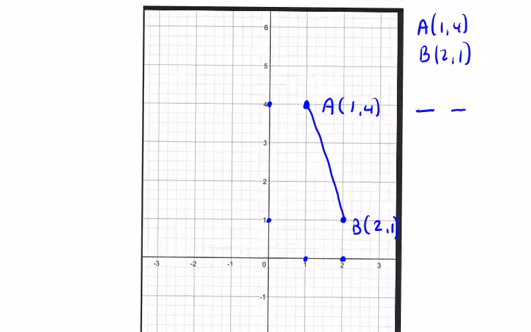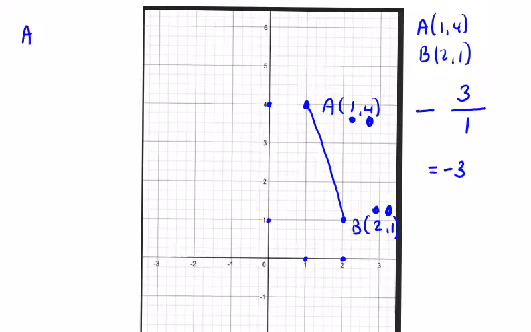Change in y on top. This is my fraction, this is my negative sign. So the change in y from 4 to 1, the change in y is 3. And the change in x from 1 to 2, the change in x is 1. So the slope of this line is equal to negative 3.